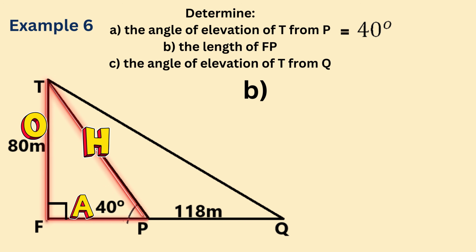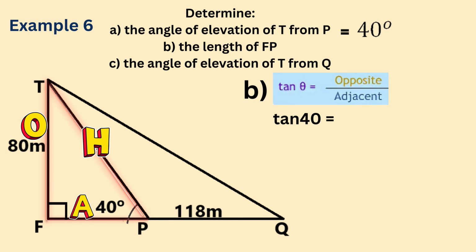Now, which ratio has O and A? You are correct, the tan ratio, which states that tan theta equals opposite over adjacent. The angle theta is 40 degrees. The opposite side is FT, while the adjacent is FP. Hence, tan 40 equals 80 over FP.